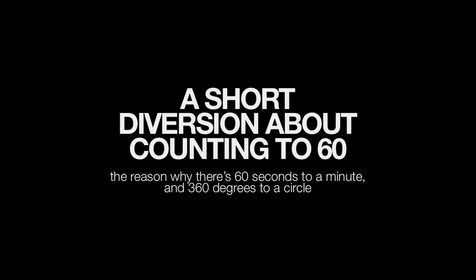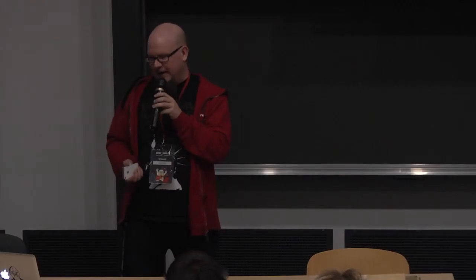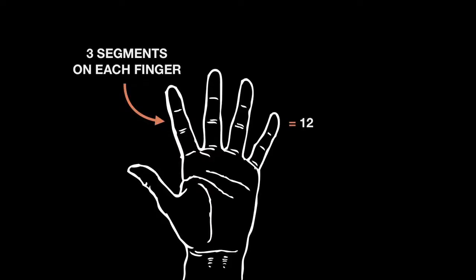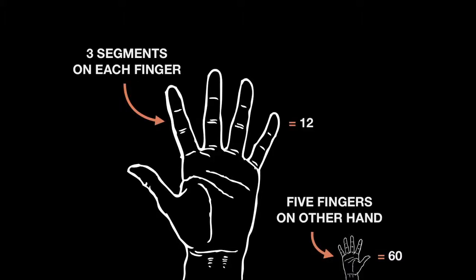And also, how's the time? Oh, we can also check quickly something more about numbers. Like the reason why there's 60 seconds to a minute and 360 degrees to a circle. You have 3 segments on each finger, which means that if you count each segment, that's 12. And if you count each finger, that's 60.